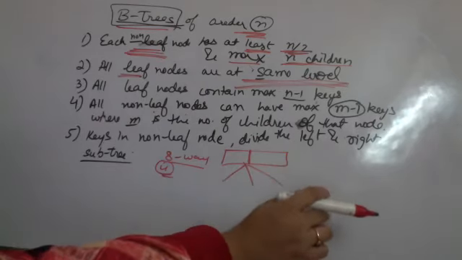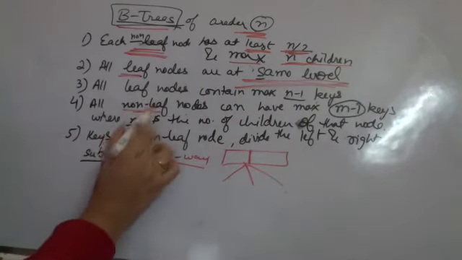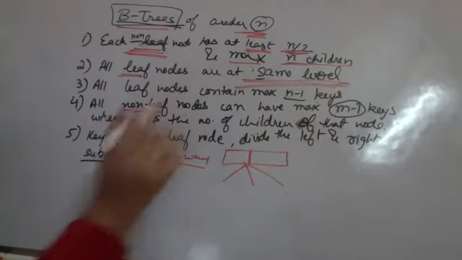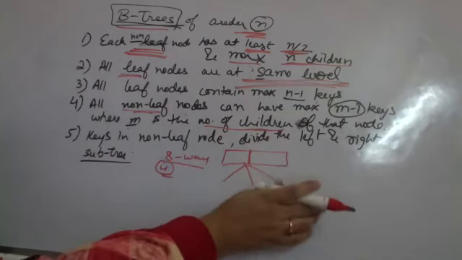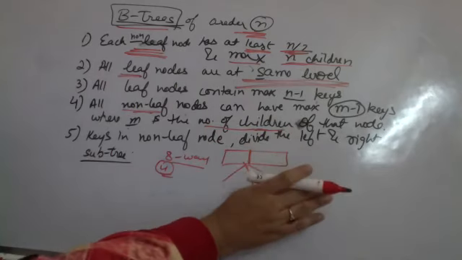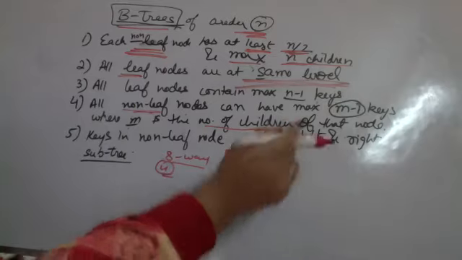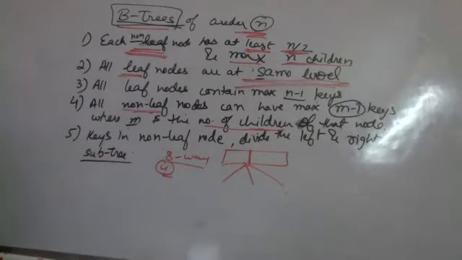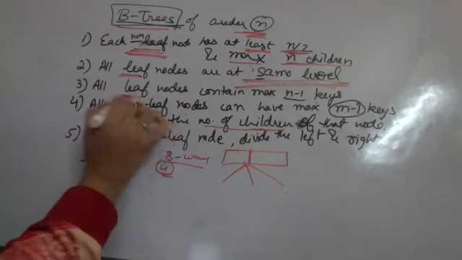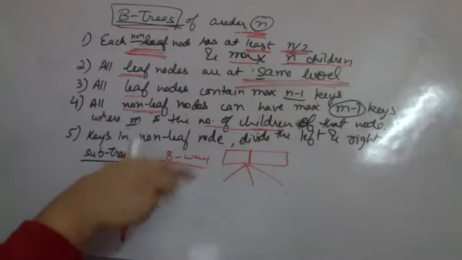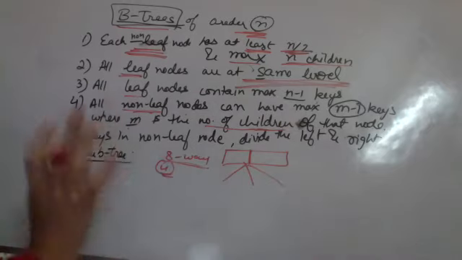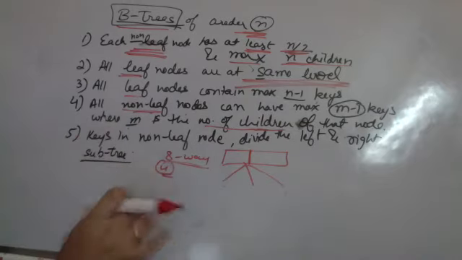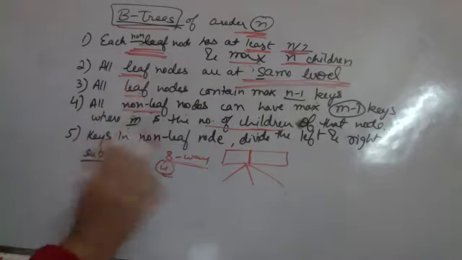I am again repeating, all non-leaf nodes can have maximum m minus 1 keys, where m is the number of children of that node. Jitne children hai, minus 1 keys are allowed for every node. That can vary from node to node. And leaf nodes, if it is an 8-way tree, then leaf nodes can have 7 keys, kyunki unke aage there are no children. So leaf nodes can have n minus 1 keys.